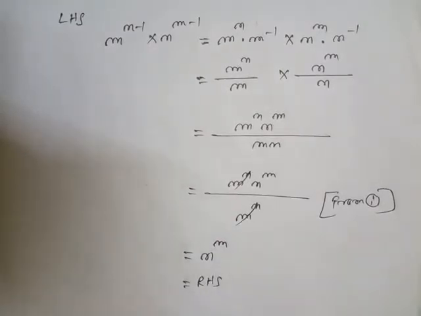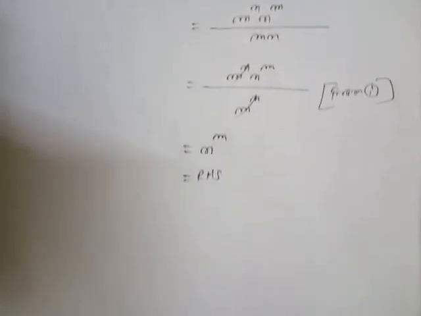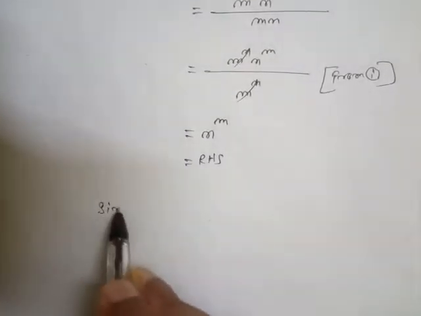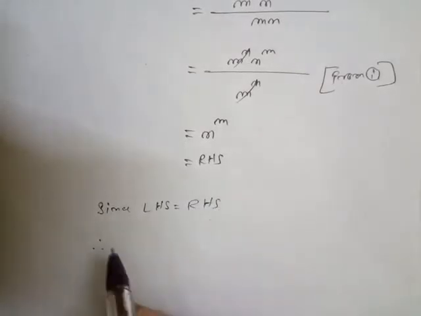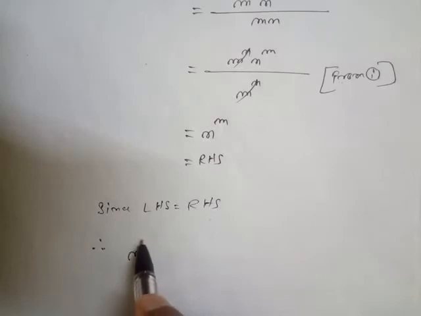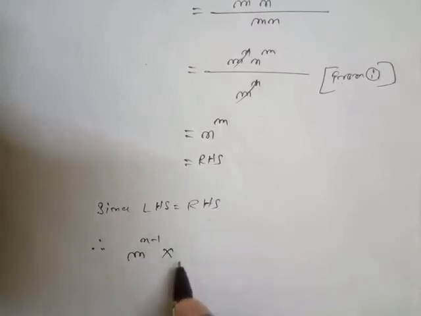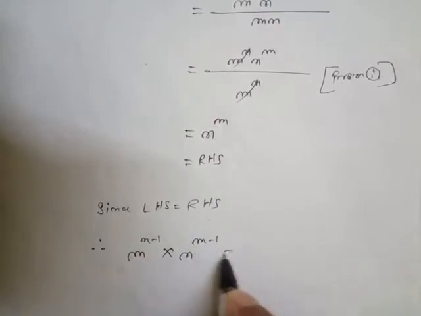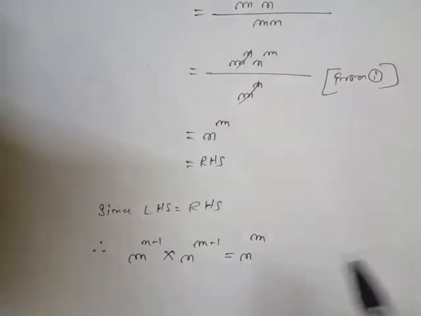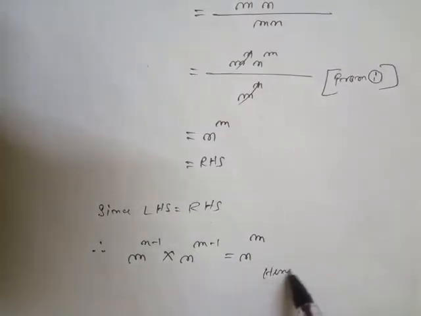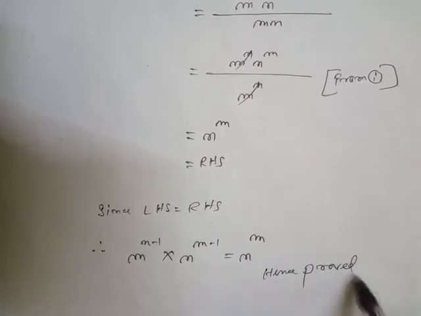Okay, now look student, after that we'll write here that since LHS equals RHS, therefore we'll write the last line that m to the power n minus 1 into n to the power m minus 1 equals n to the power m, hence proved or showed. This is the answer of 9 Roman 1.